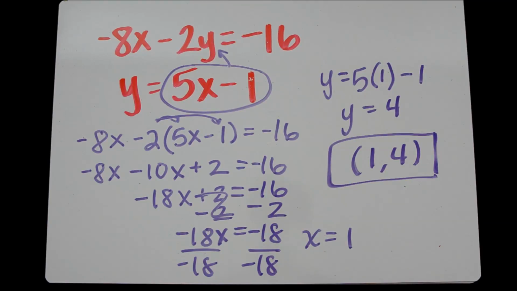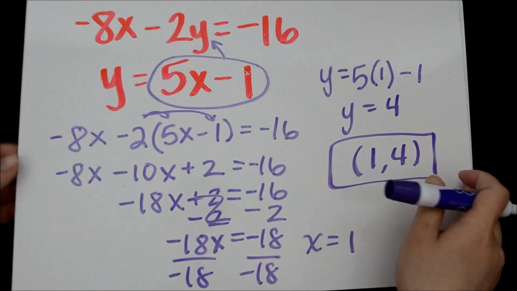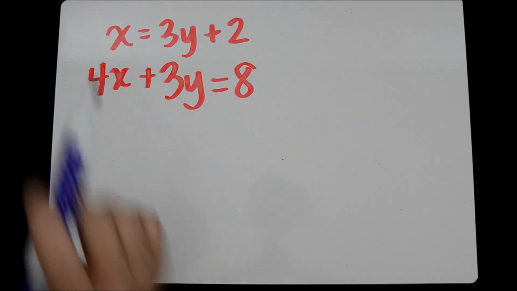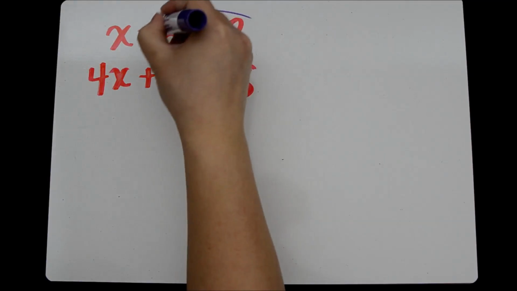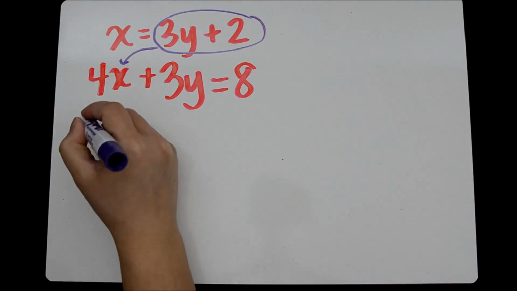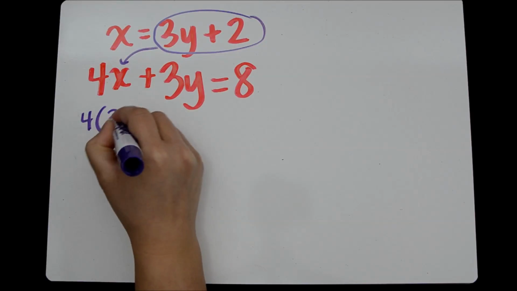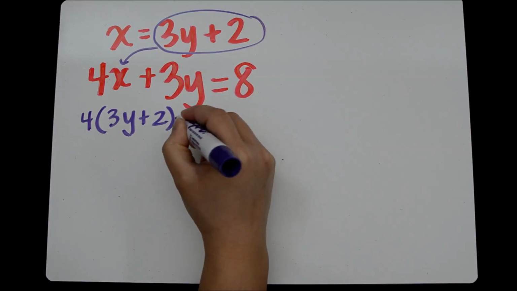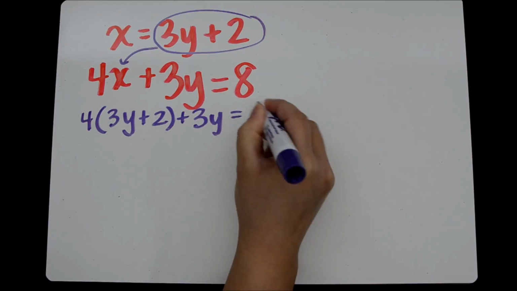Let's take a look at another example. So most students have the misconception that they always have to solve for y, but for this system, x has been solved for, and that's okay. We could take this quantity and substitute it in for x, so we have 4 times 3y plus 2 plus 3y is equal to 8.